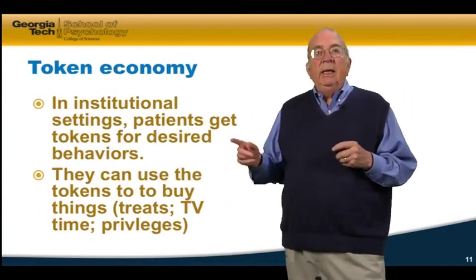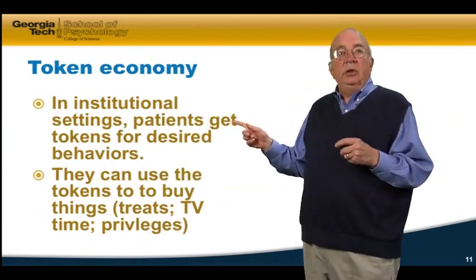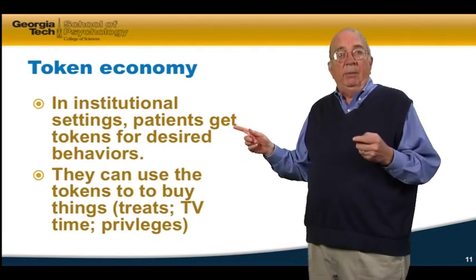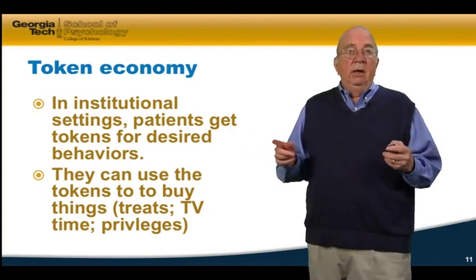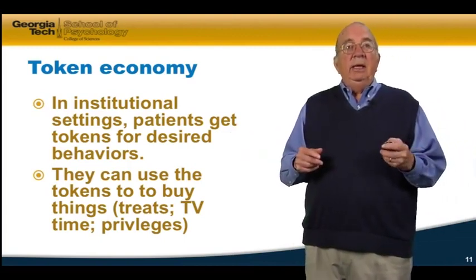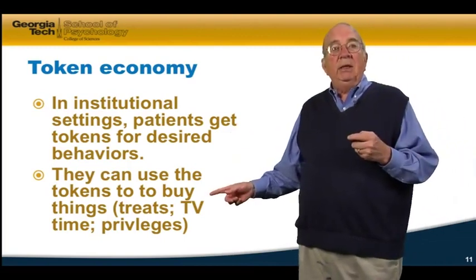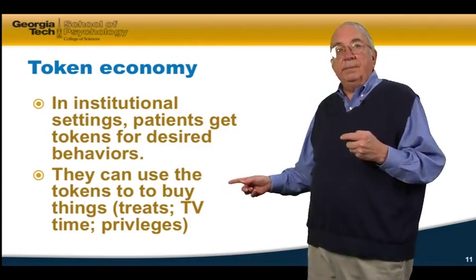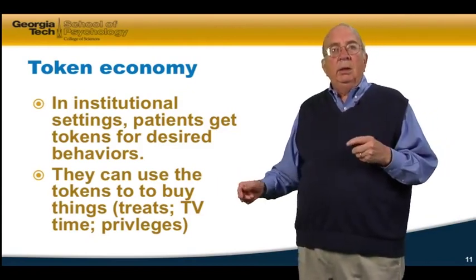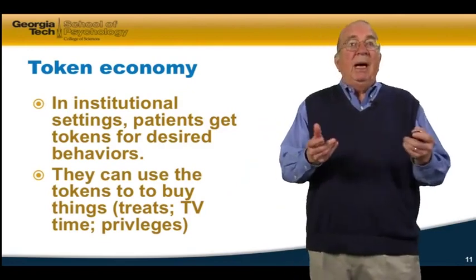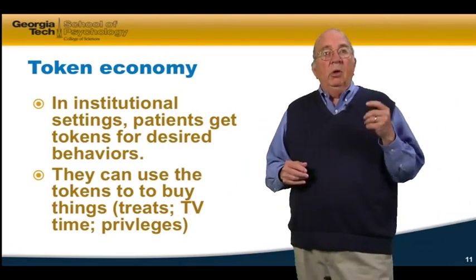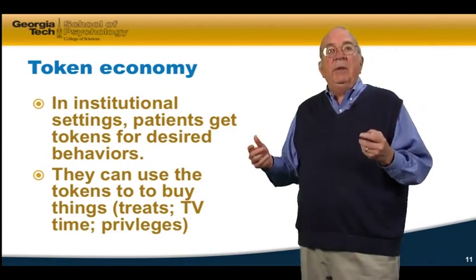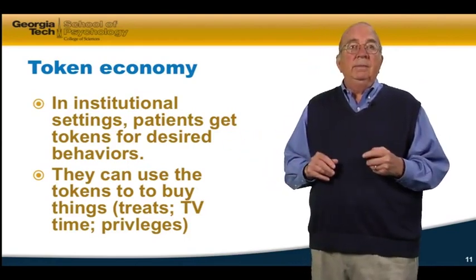Token economies tend to be used in institutions, and they use secondary reinforcement, where patients get tokens for doing desired behaviors. And then they can use those tokens to buy things like treats or TV time or privileges in the institution. It works very well, and they collect the tokens and then they can buy things with them. And those tokens are only awarded when they do something that's desired by the therapist.